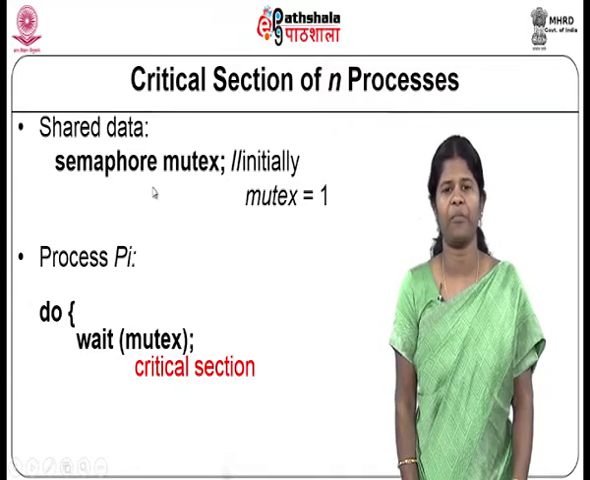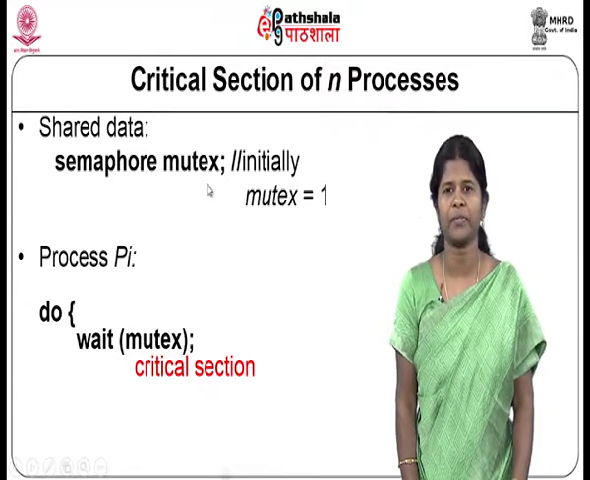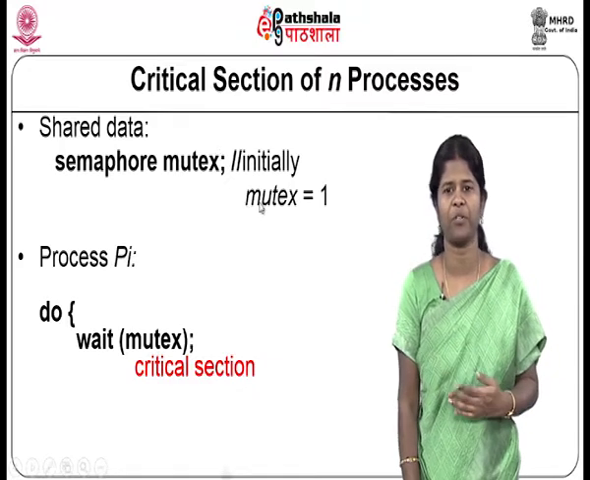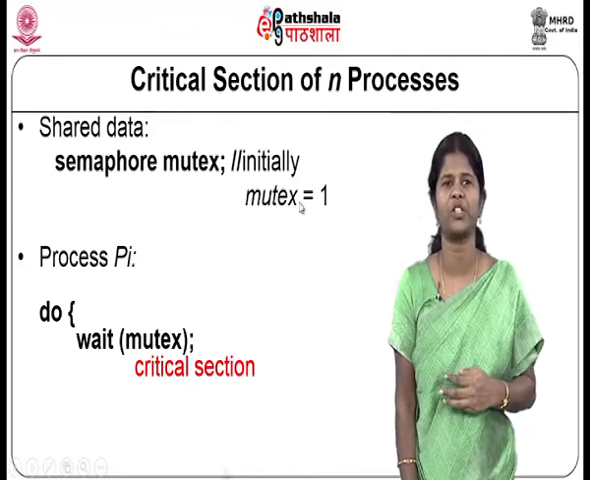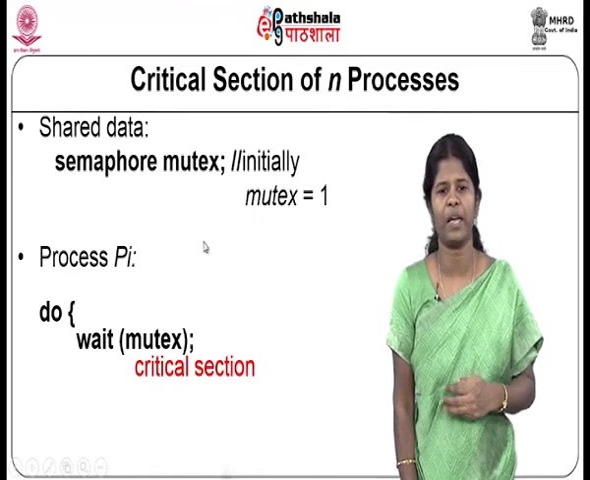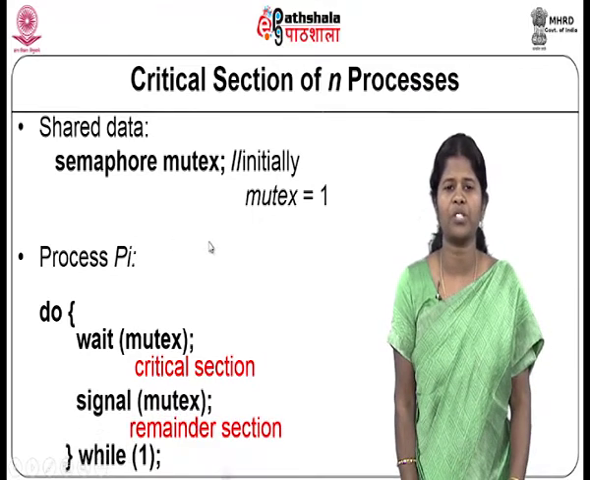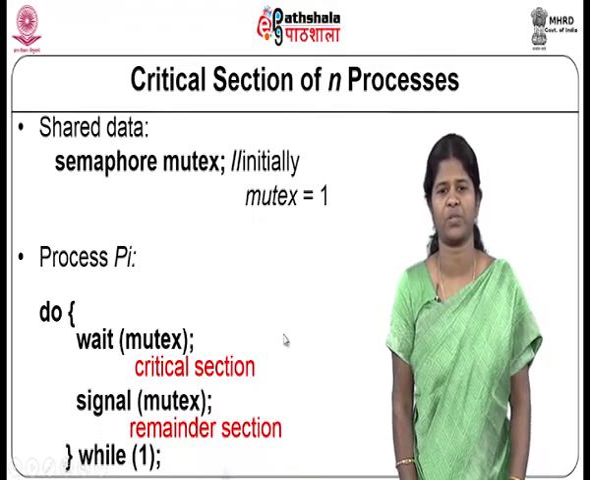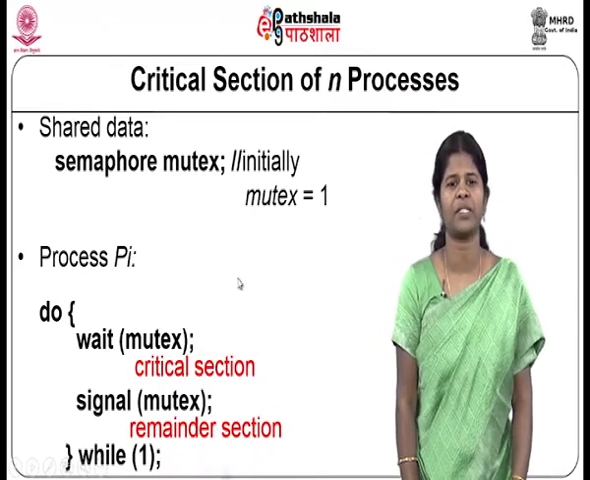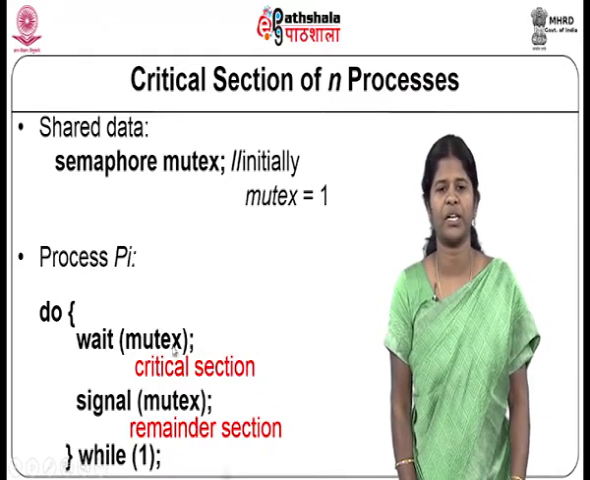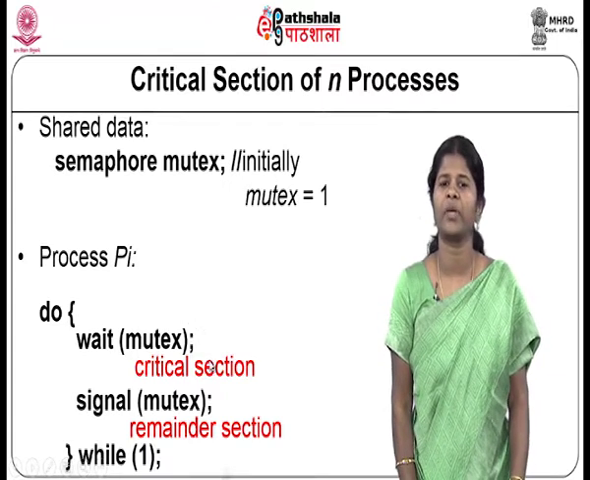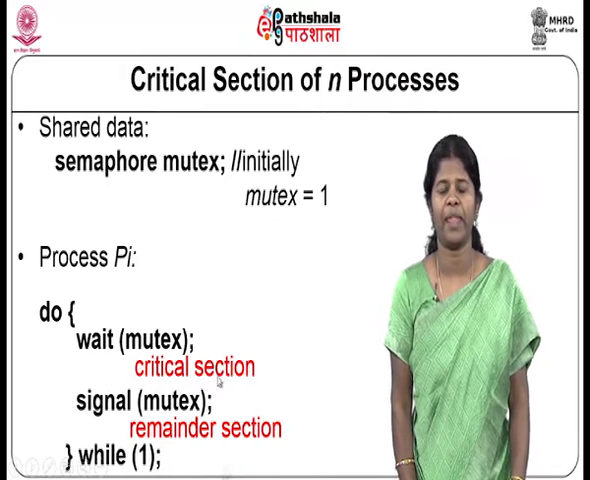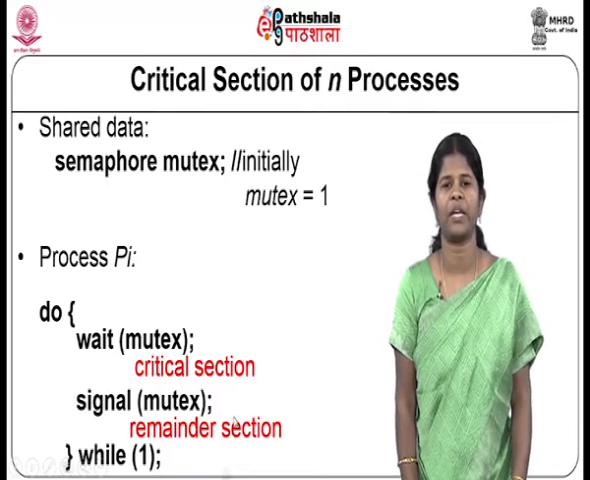There is a semaphore called mutex. Mutex is the name of the semaphore, and it is given an initial value of 1. This mutex semaphore is used to safeguard some shared resource. Any process, before entering the critical section, will have to wait on this mutex semaphore, then enter the critical section, and then signal mutex and go to the remainder section.